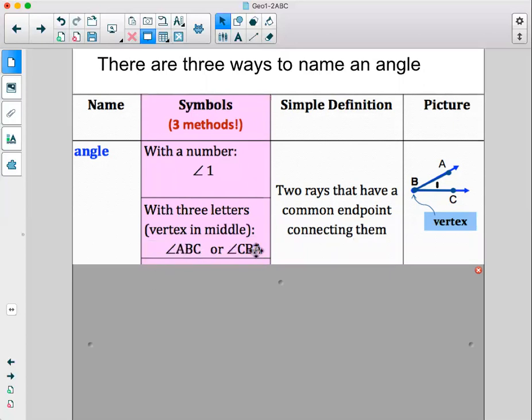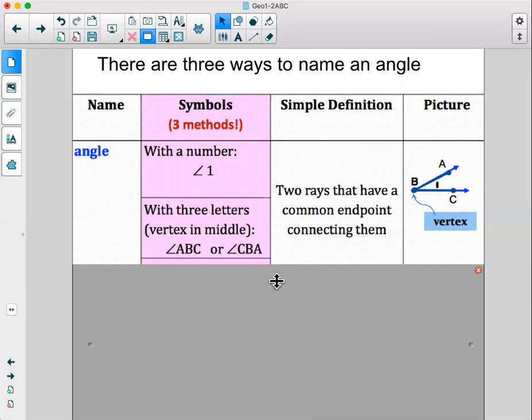They will be capital letters because each of them represents a point. And when you use 3 letters to name an angle, the first letter has to be a point on the ray on its way in, the vertex point has to be in the middle, and then the third point has to be a point on the ray going out. Now you have options. You could either name this angle ABC, or you could name it angle CBA, but either way, notice the vertex is always in the middle. And notice that you use the same angle symbol in each case.